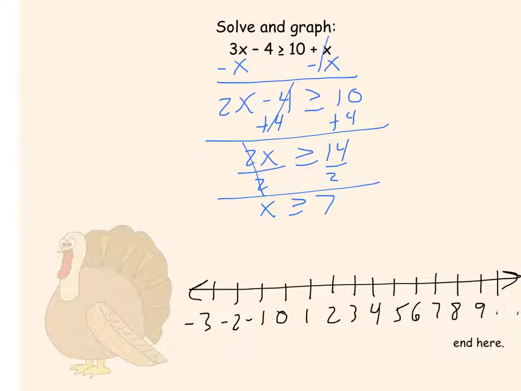All right, I want to graph that my solutions are x greater than or equal to 7. So here's 7. That's my boundary point. It's a greater than. I want everything to the right. And it's greater than or equal to. So I will go ahead and shade in 7, as that is included as a solution.